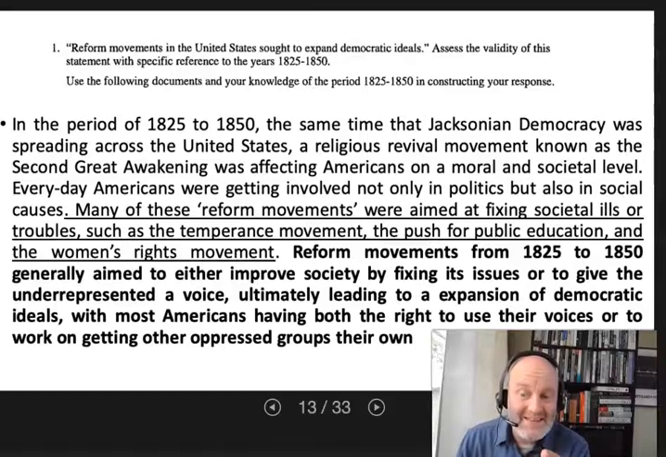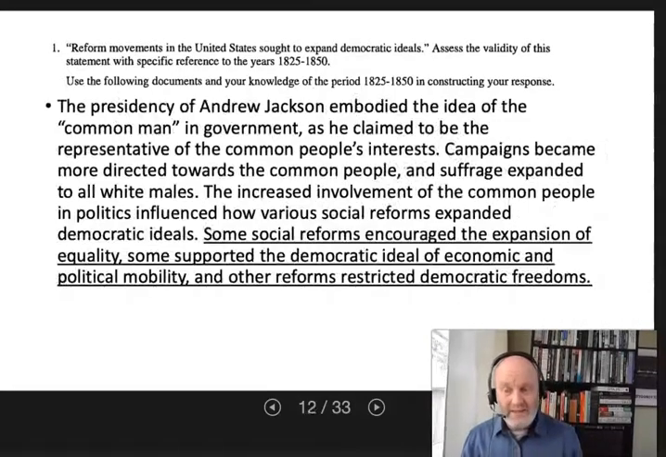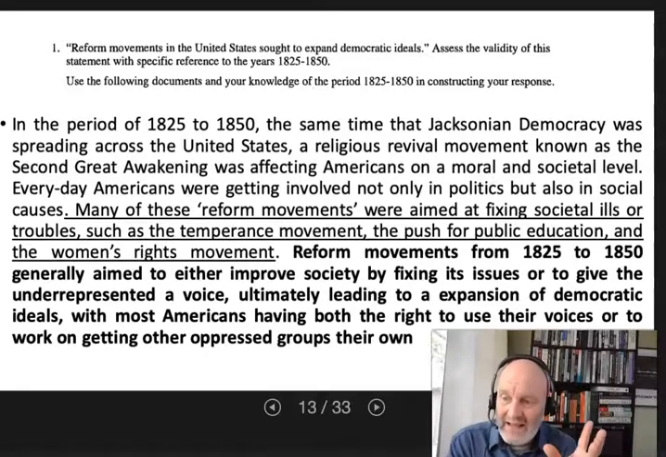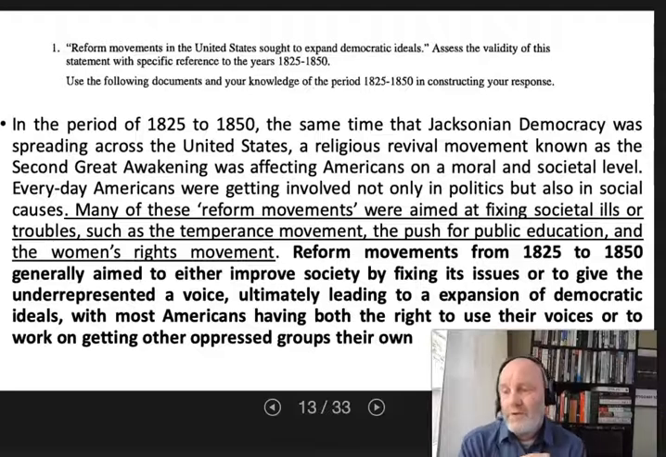This is not the last sentence, right? So in the last one here, I want one more thing, right? One more. Here we have it, the satisfying last sentence. Reform movements from 25 to 50 generally aim to either improve society by fixing its issues or to give the underrepresented a voice, ultimately leading to expansion of democratic ideals, with most Americans having both the right to use their voices or to work on getting other oppressed groups their own.